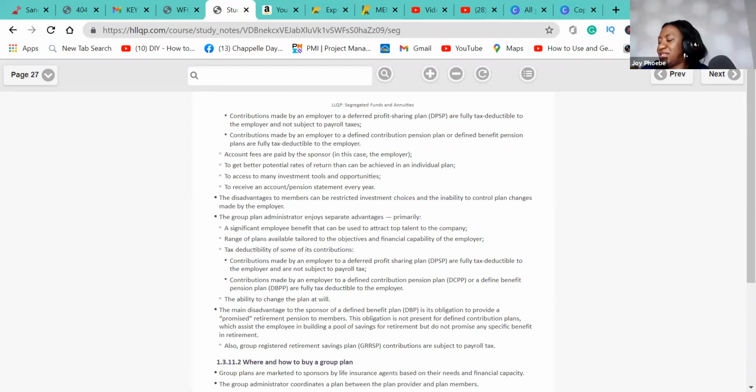Okay, you see in pension plan there is defined benefit pension plan, and then there is defined profit sharing plan, and also there's defined contribution pension plan. That is DCPP. So defined benefit pension plan is a kind of pension plan whereby the retirement benefit is defined.